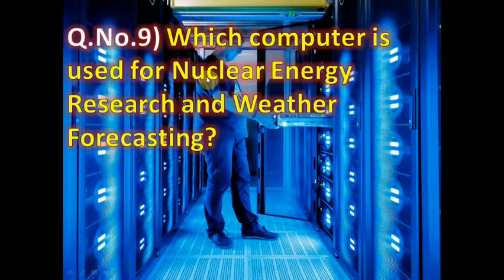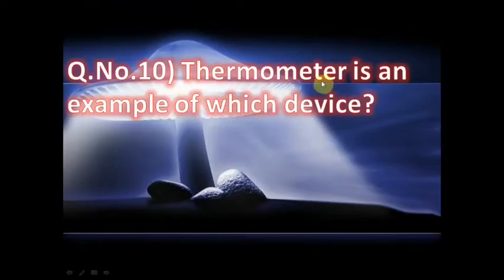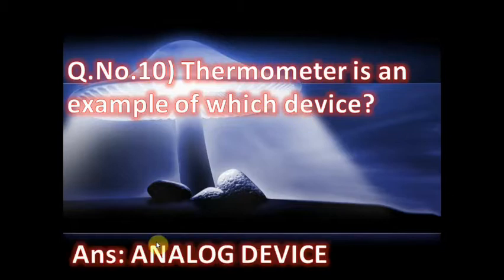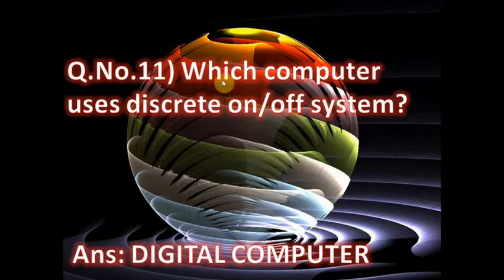Which computer is used for nuclear energy research and weather forecasting? The correct answer is supercomputer. Next question number 10. Thermometer is an example of what type of device? Thermometer is an example of an analog device. The correct answer is analog device. Which computer uses a discrete on-off system? Here you have to write the answer: digital computer.